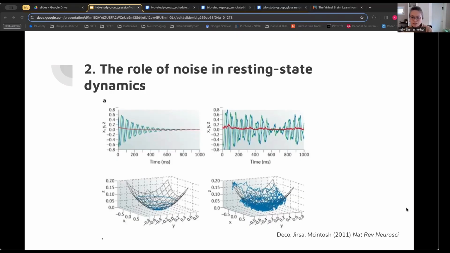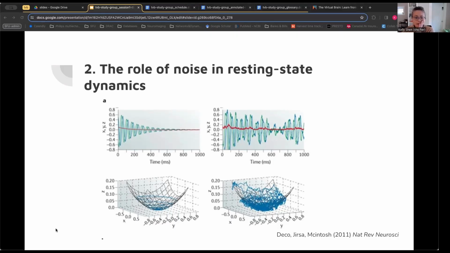Okay. But what I wanted to make sure that we are all understanding is the role of noise and what noise plays in those dynamics. And noise here is not artifactual noise. It's not measurement tool noise that we're often talking about when we are trying to clean our data of that noise. Noise here is referring to something that's more of a feature of the brain.